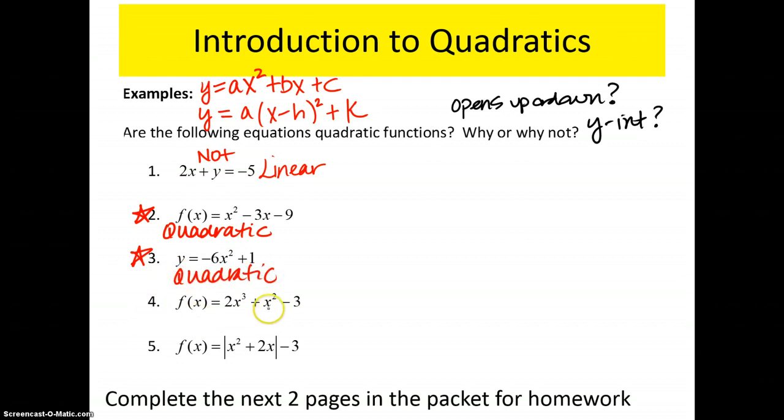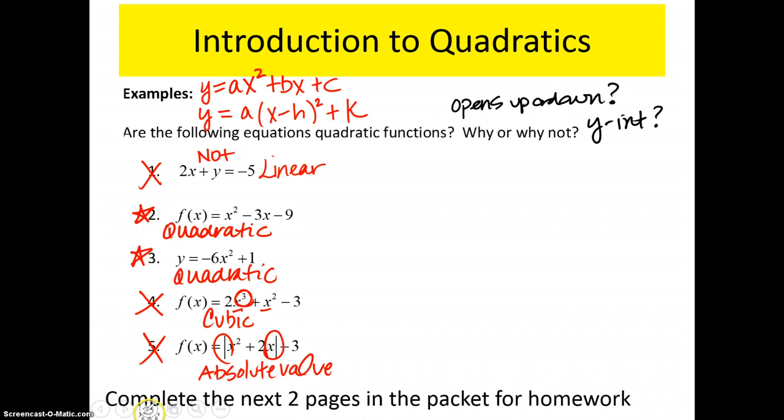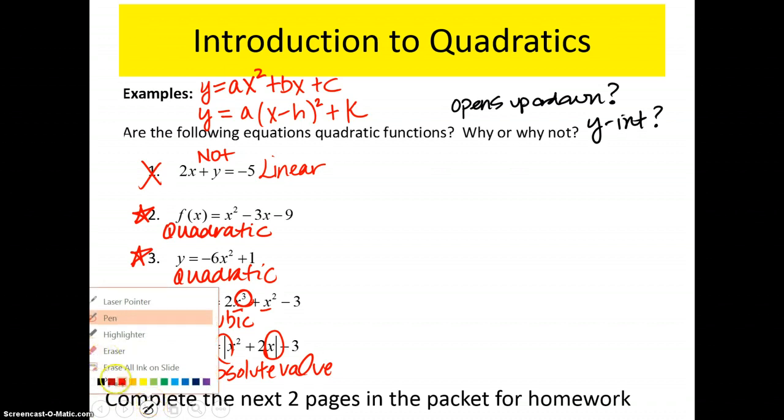Okay, number four, that has an x squared, but it also has an x cubed. So this is not quadratic, and it's actually a cubic function because of the x cubed. Number five, well, that has an x squared, but it's not quadratic because of these things, which we know are an absolute value. So that is an absolute value function. That is not quadratic. So we have two quadratics here, and we want to determine if they open up or down, and what the y-intercept is.